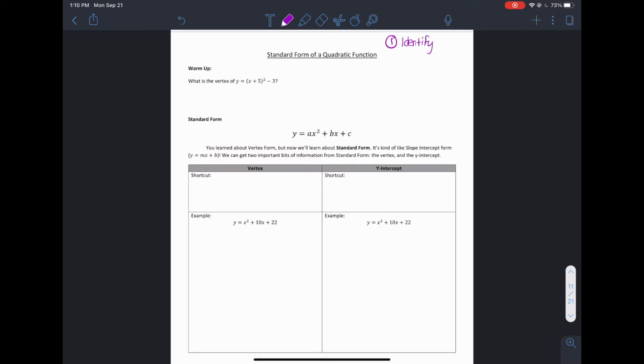We want to be able to identify and calculate key parts, meaning the vertex and the y-intercept of a parabola from standard form. And we're also going to want to be able to graph a parabola if it's given to us in standard form. This video will cover objective 1, and the next video will cover objective 2.